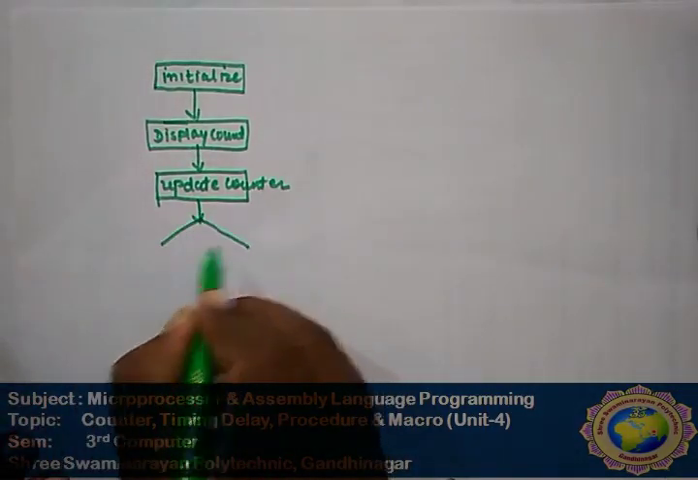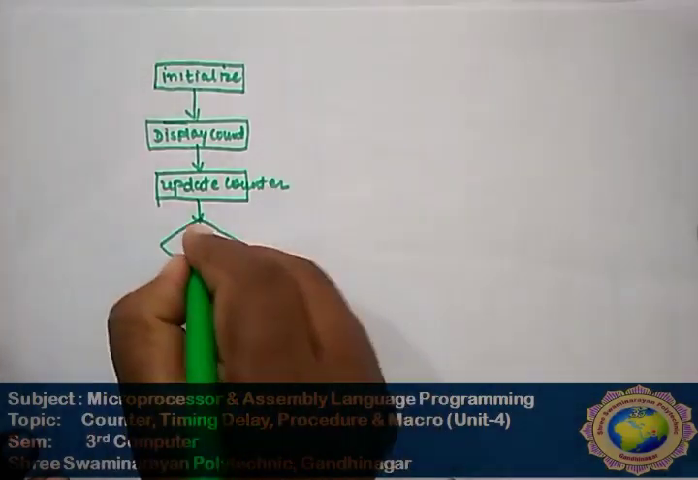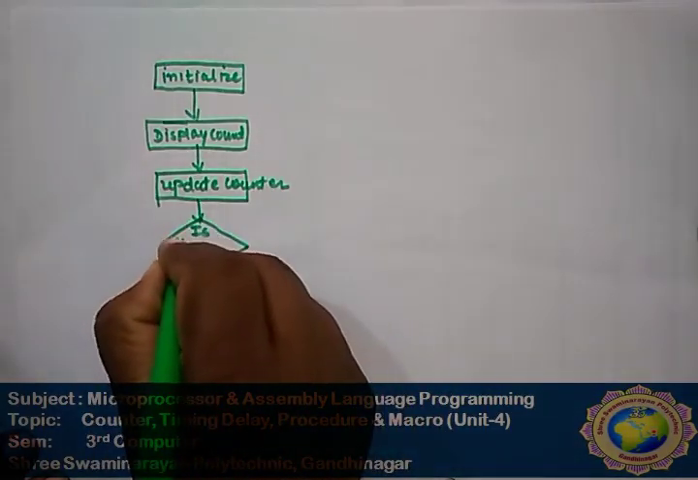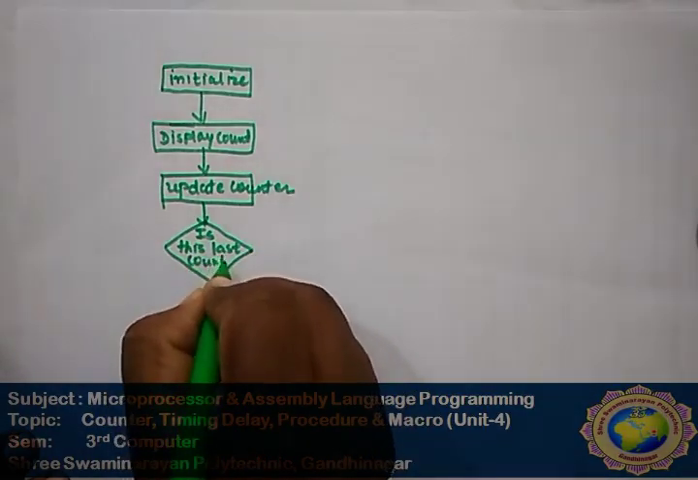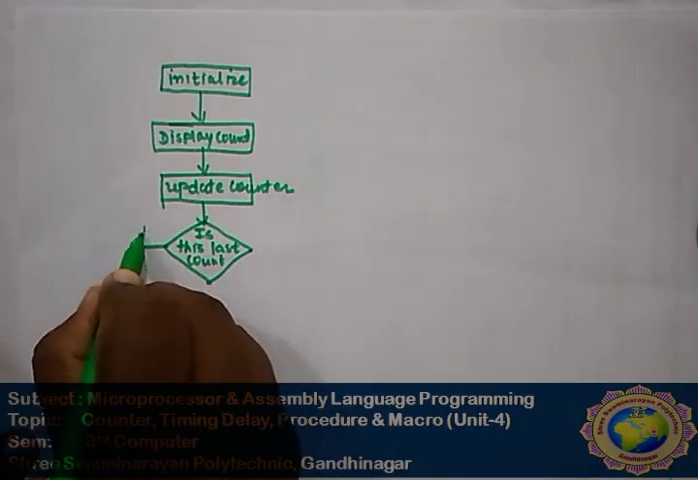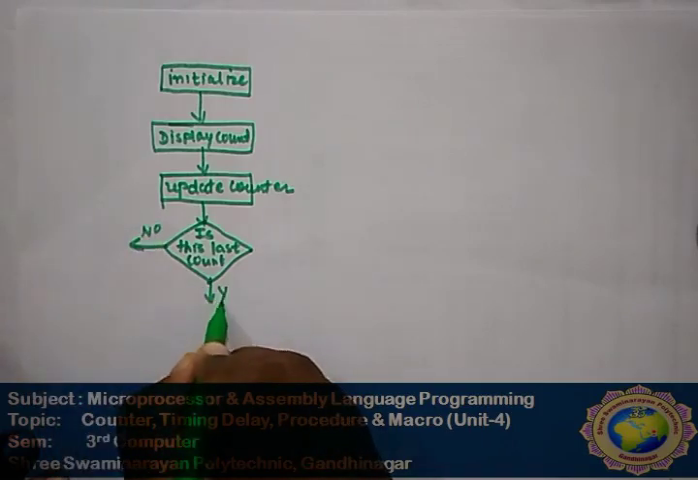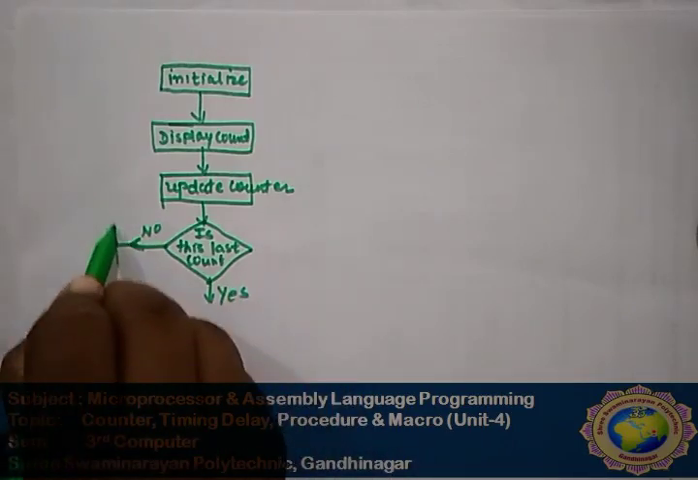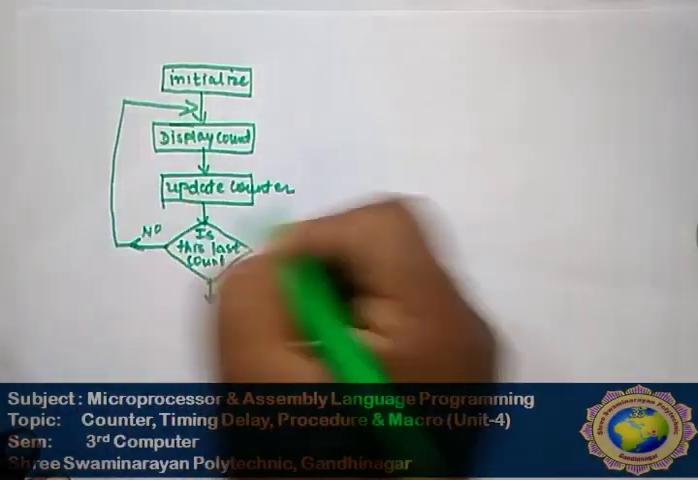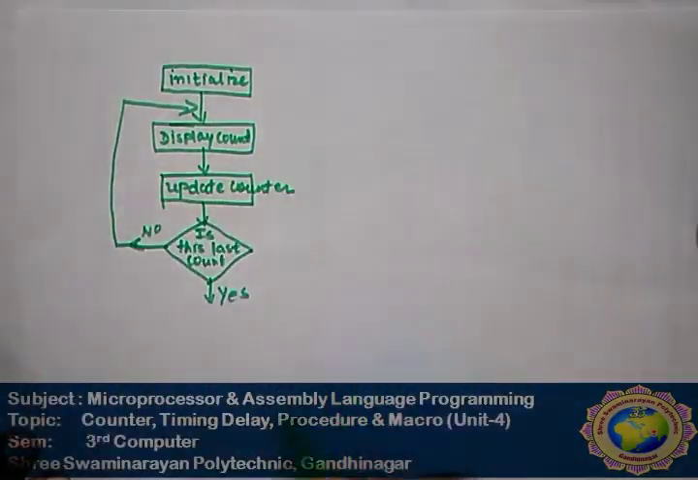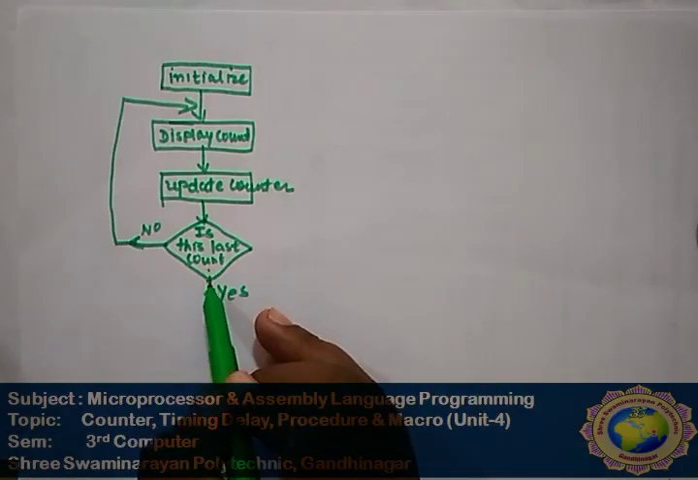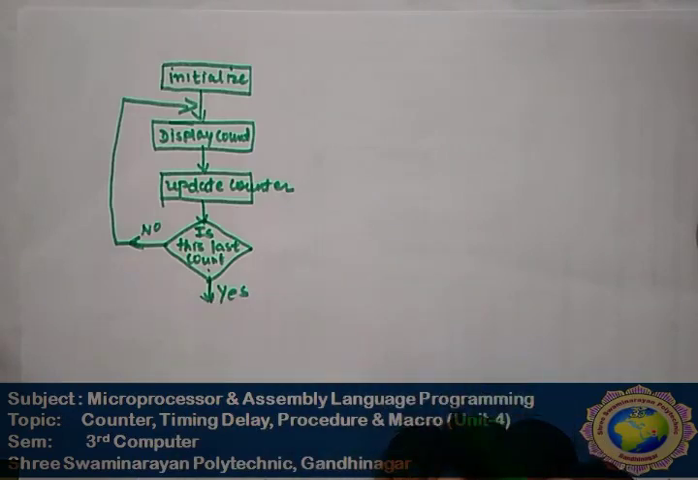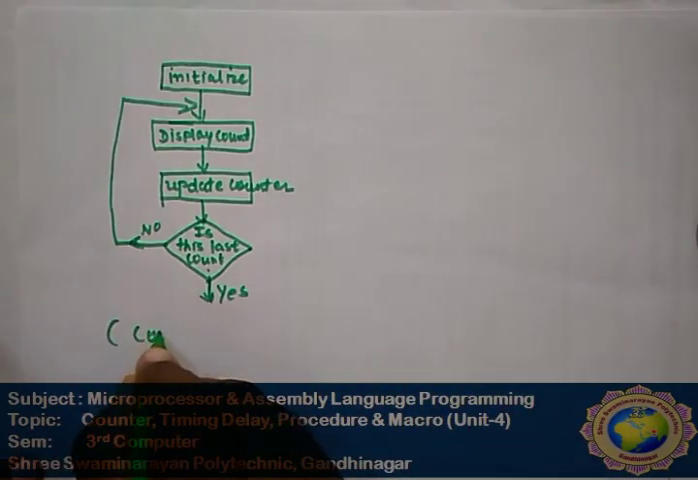We have already decided the last count. So there will be two possibilities, either no or yes. If it is no, then it again goes to display the count and update the counter, and the loop continues. Whenever there is a last count, it goes to the next procedure. So this is the counting flowchart.